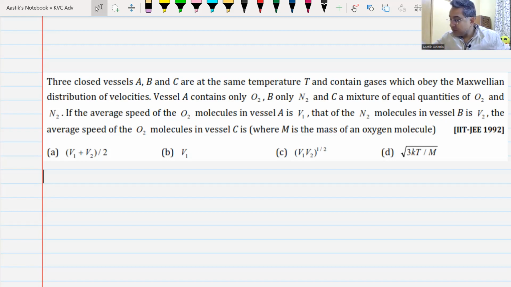Option C, sir. V1, V2 ka root? I don't know in which universe you are living. It is V1. The average speed only depends on the temperature and the molecular mass of the gas. It does not depend on anything else. Whether you mix it or you don't mix it doesn't matter. Which cylinder it is put in doesn't matter. Number of molecules doesn't matter. Do we understand this? Yes or no?